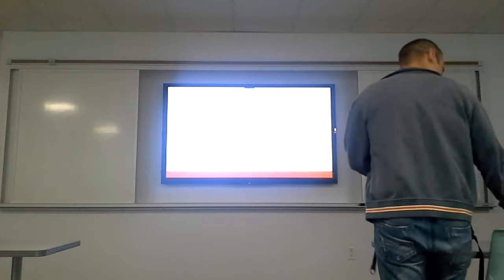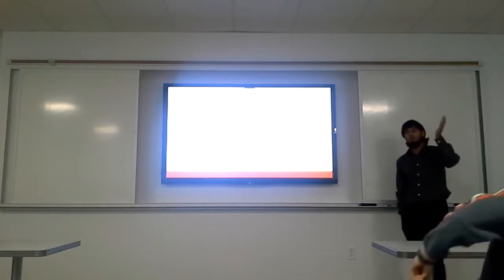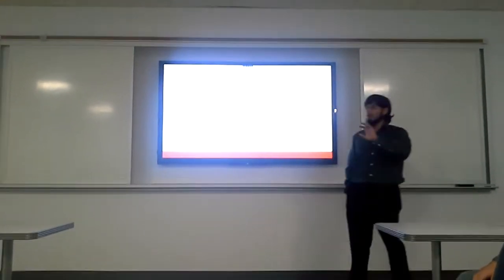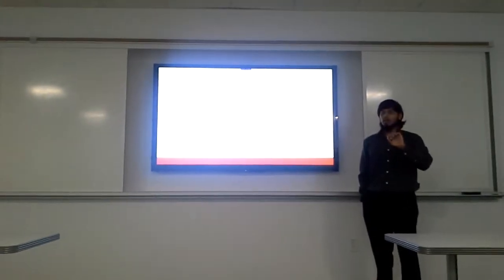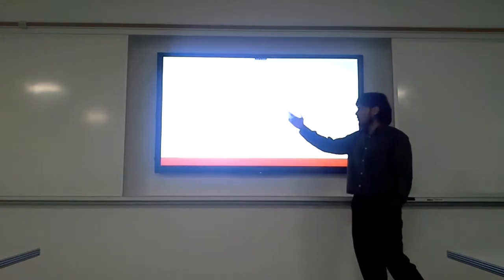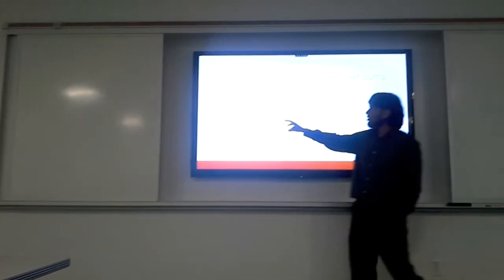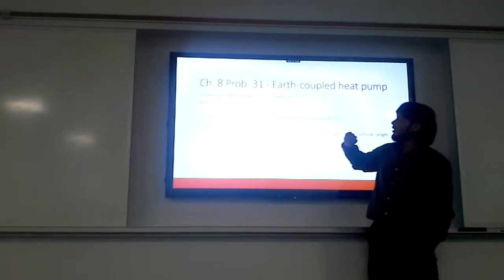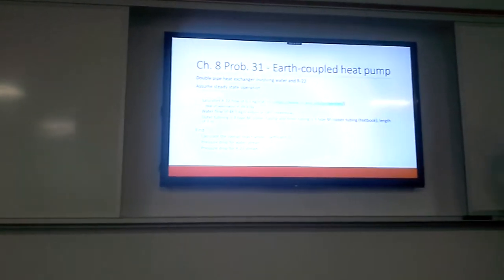So the problem here is basically a double pipe heat exchanger that we're going to look at. And again, just like for the previous ones, we will go through the same process of steps of finding the properties and then trying to evaluate for different flow rates, different heat transfer rates, and all that stuff. So in this problem specifically, we're looking at a double pipe heat exchanger.